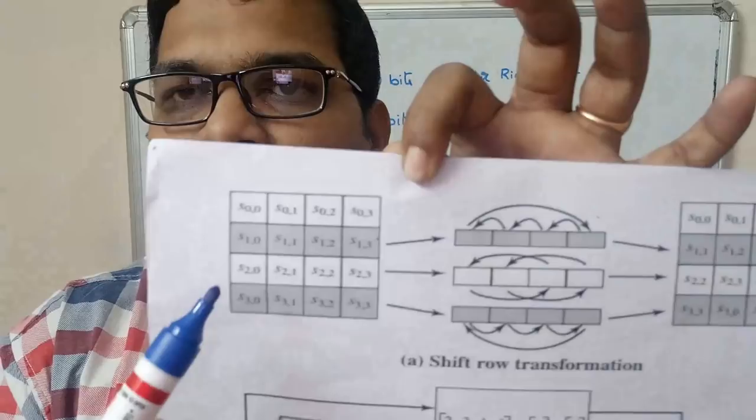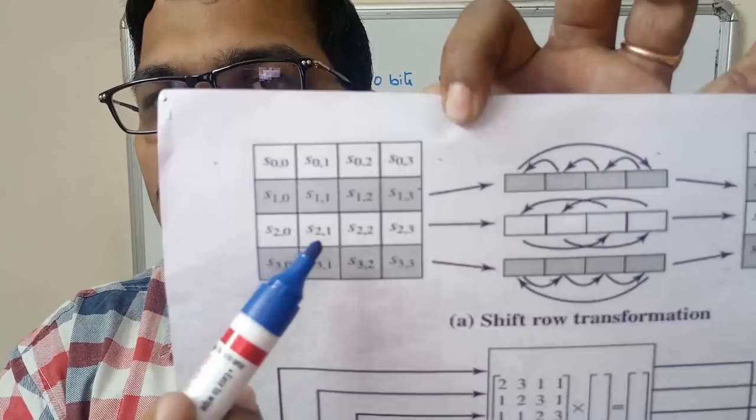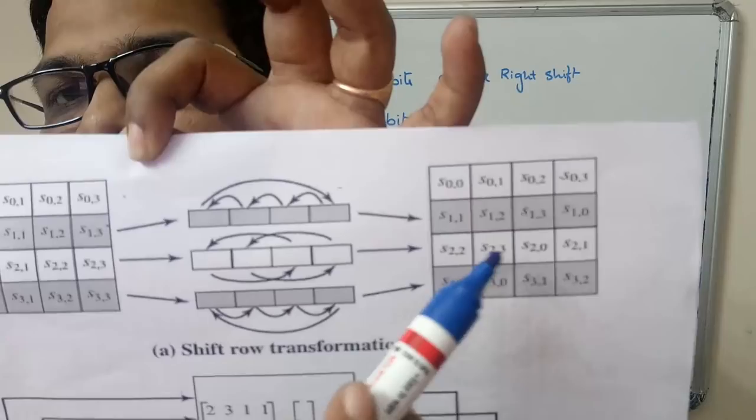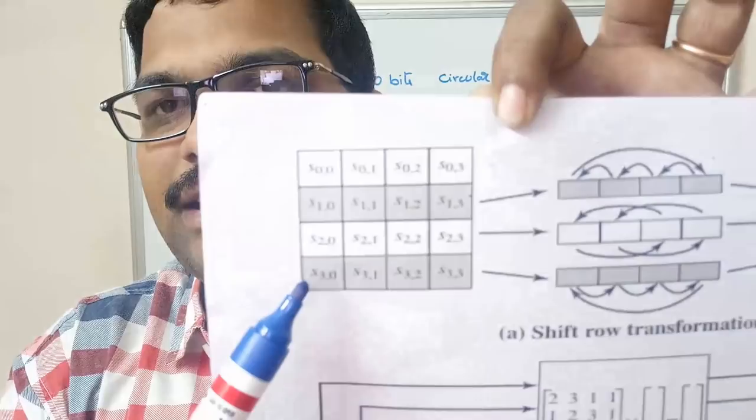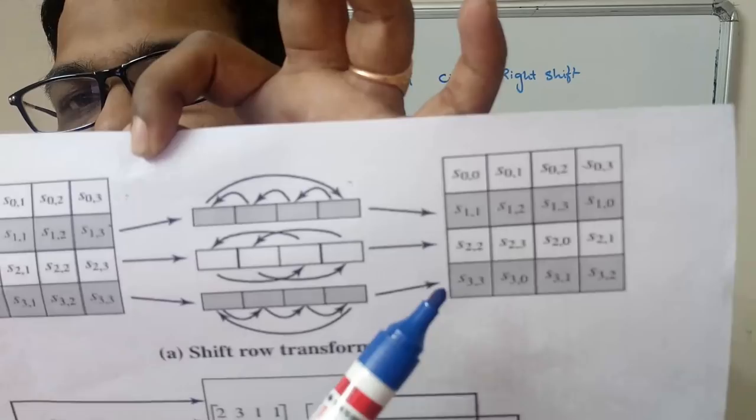And coming to the second row, 2 bits we have to shift. So initially it is 20, 21, 22, 23, and after performing the right shift, it becomes 22, 23, 20, 21. And it is row number 3. 3 bits we have to shift, right shift. So before applying this shift operation, the value is 30, 31, 32, 33. And after performing the shift operation, we will get 33, 30, 31, 32.